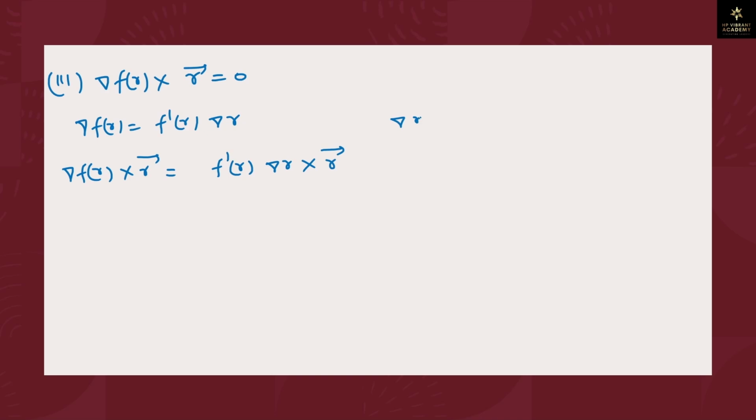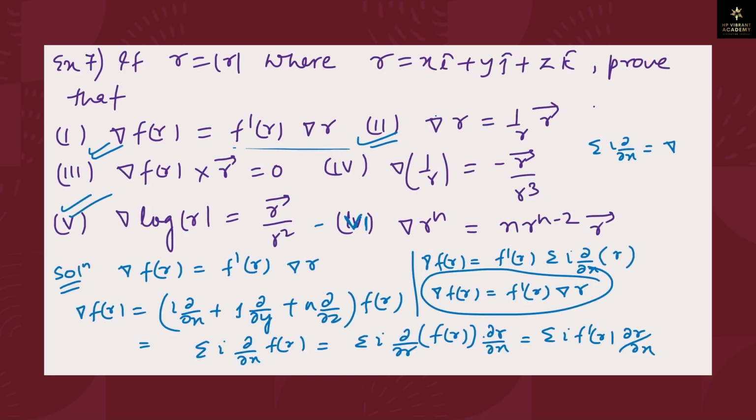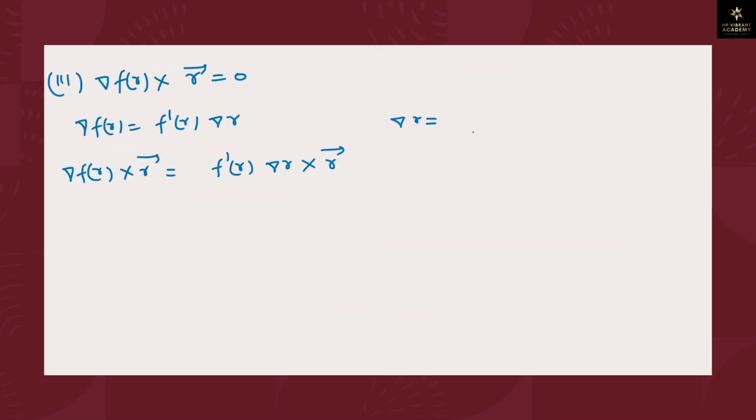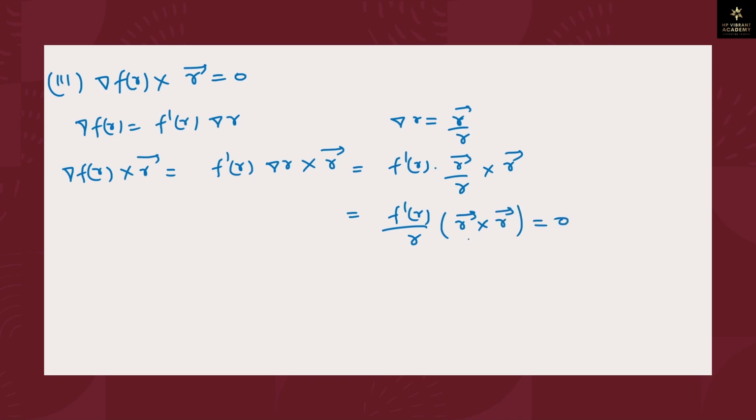And the value of del of r is this one, r vector upon r. So this is equal to f dash r into r vector upon r cross r vector. So this is equal to f dash r upon r into r vector cross r vector. So this is equal to 0. Cross product of the same vector is 0. Okay, so r cross r is 0. This is the expression for del of fr cross r vector.